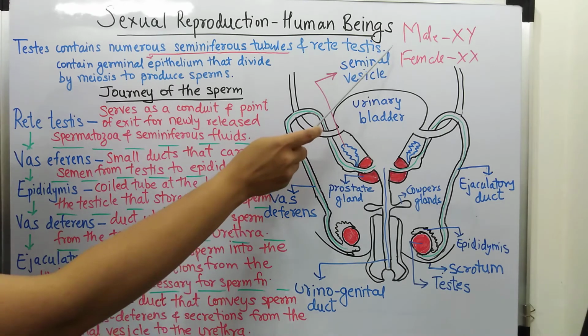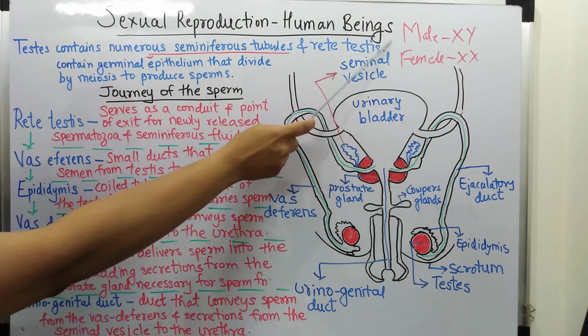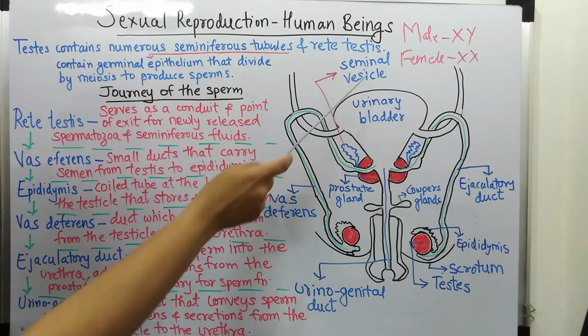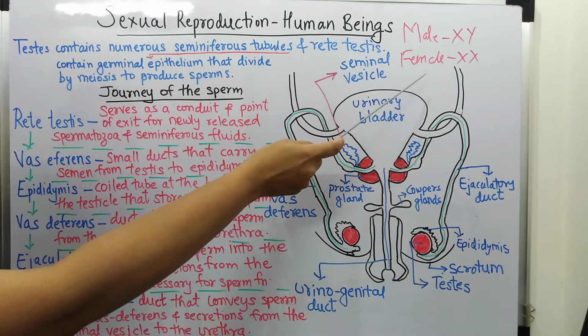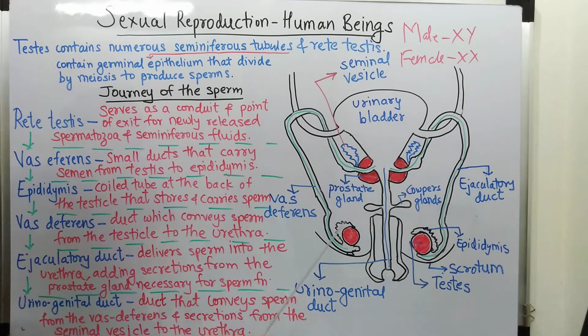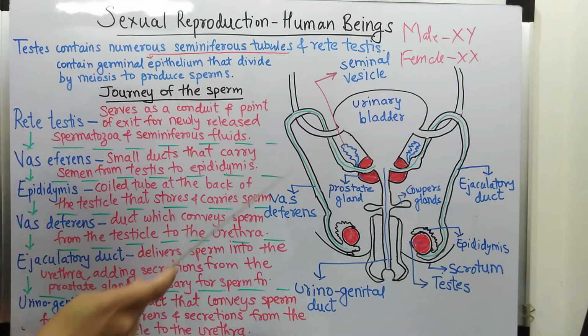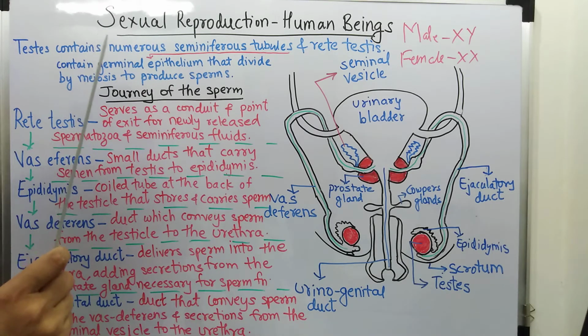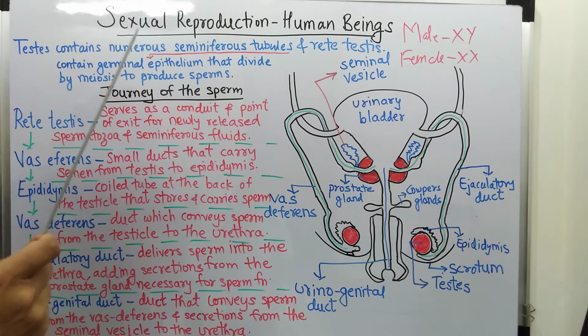If the baby has a Y chromosome, it will become a male, and accordingly the reproductive system will develop. If the baby has only X chromosomes, her reproductive system will be a female reproductive system. So the chromosomes are very important in sex determination. If the child has X and Y chromosomes, he is a male. If the child has X and X chromosomes, she is a female.